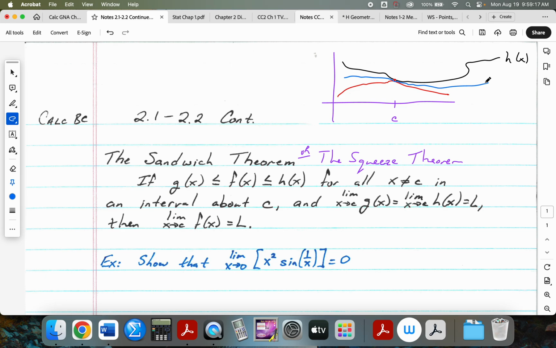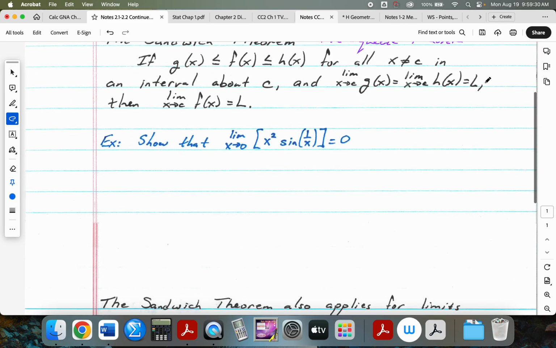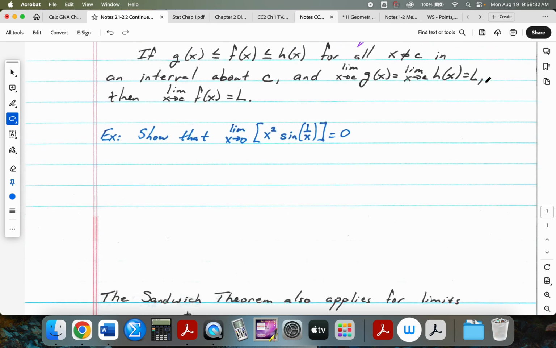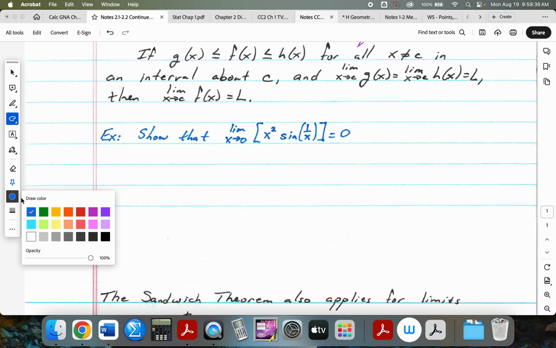Now, a lot of these limits, honestly, I look at them and I know, yeah, done. I don't have to think about them very much. But if you're trying to show what the limit is, the squeeze theorem can come in handy. So, for example, this is where it says, show that this limit is 0. So they're telling you what the limit is. They're just saying, all right, you've got to show that this limit is equal to 0.